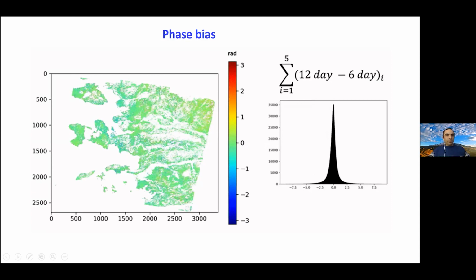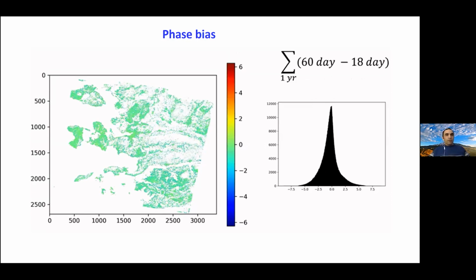And if you assume that the long-term interferograms, such as, for example, a 2-month, 60-day interferogram, are minimally affected by the phase bias, then you can see how the shorter interferograms are more affected by the bias. And as we increase the temporal baseline, the interferograms are less affected by the phase bias. So in this figure, the 60 minus 6 is the 60-day interferogram minus the 6-day interferogram, and the highest amount of bias is observed in the 60 minus 6 day bias.